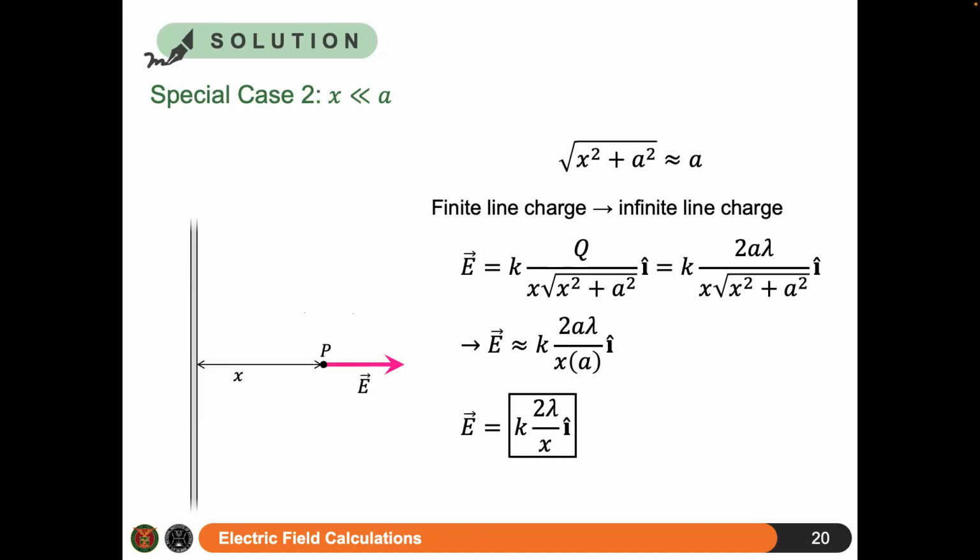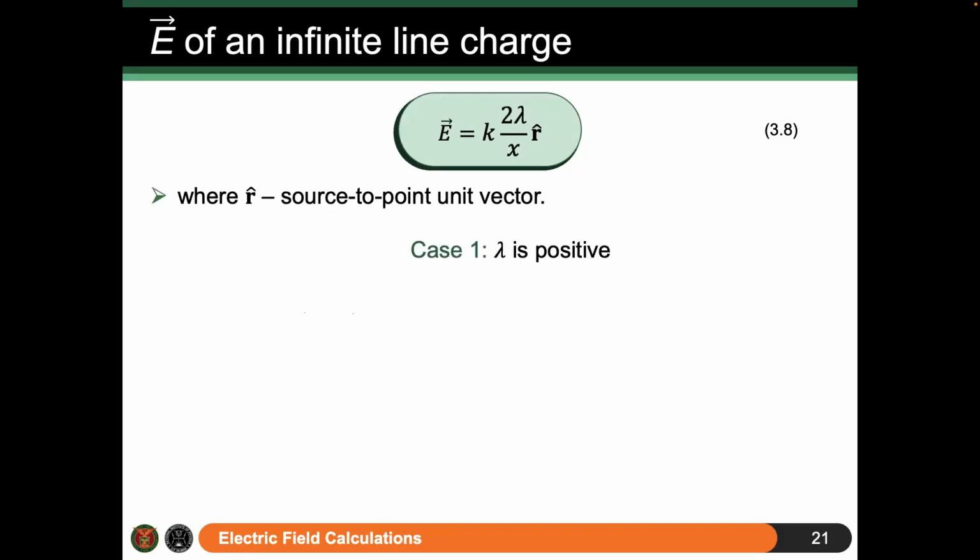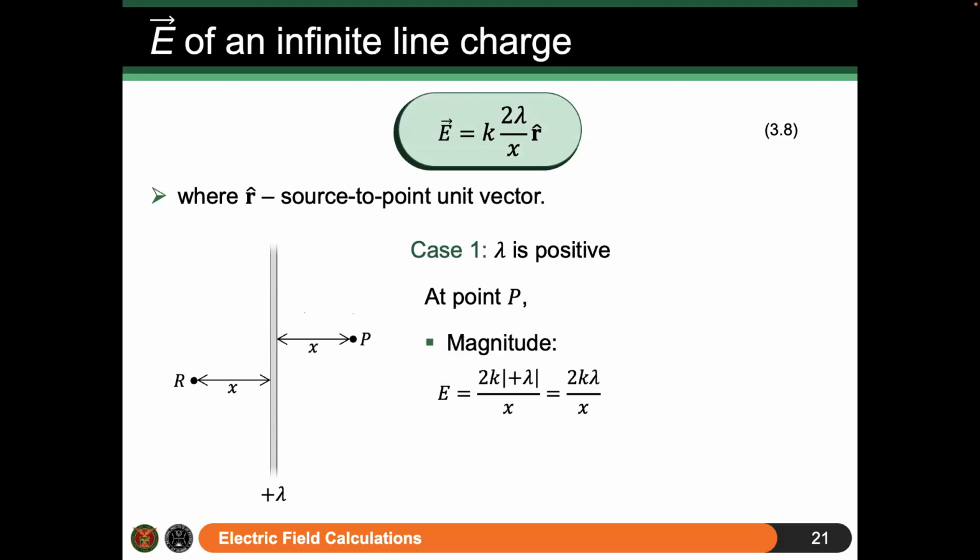Okay? So very far away, mukhang point charge. Very near, mukha namang infinite line charge. And this is the electric field due to an infinite line charge. Okay? In general, yung i hat, pwede natin gawing r hat, which is just a source to point unit vector. And for this, there are 2 possible cases. If yung charge density is positive, at point P, ito yung magnitude, so naka-absolute value. Yung direction, outwards.